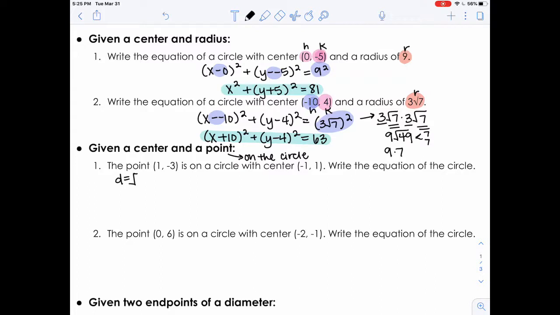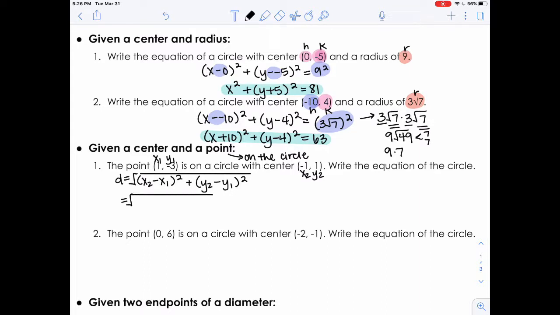It is the big square root of x2 minus x1 squared plus y2 minus y1 squared as well. So it doesn't matter which point is x1 or x2. What we're given in this particular problem is the point 1, -3 that's on the circle, and it has a center at -1, 1. So I'm just going to go with the order that they're in and call this one x1, y1, and this one x2, y2, and plug those into my distance formula.